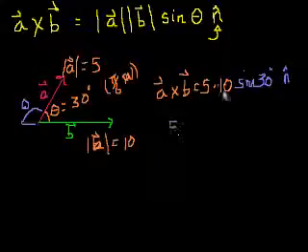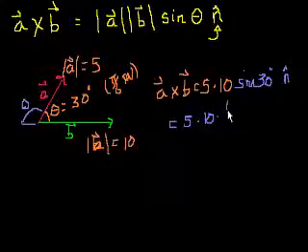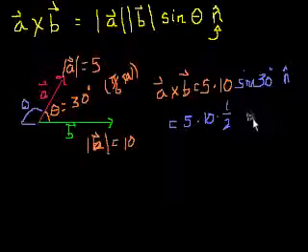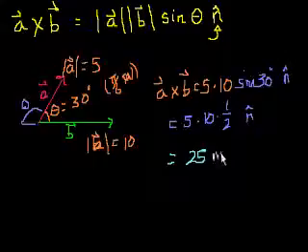So this is equal to 50 times, and what's sine of 30 degrees? Sine of 30 degrees is 1/2. You could type it into your calculator if you're not sure. So it's 5 times 10 times 1/2 times the unit vector. So that equals 25 times the unit vector.